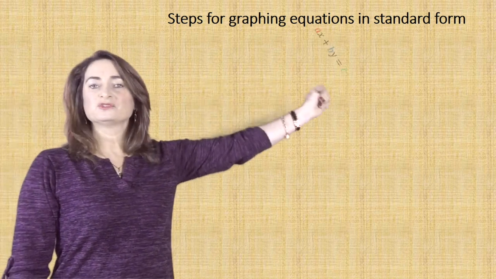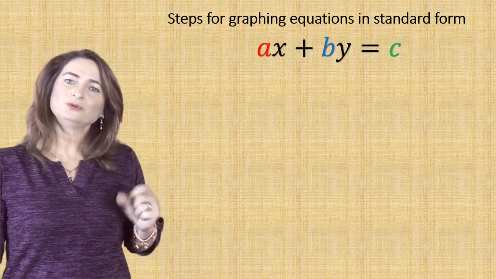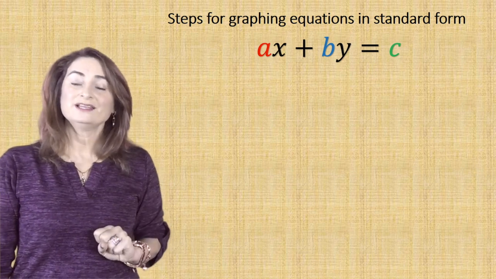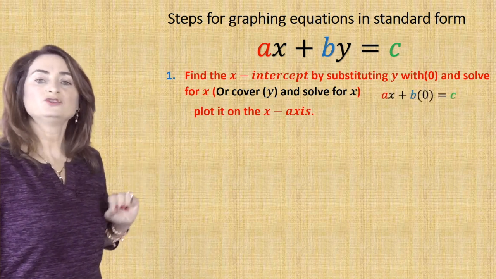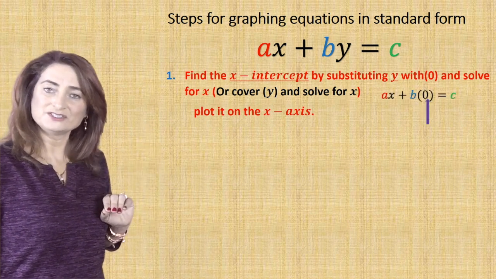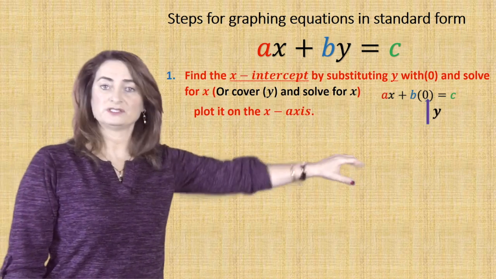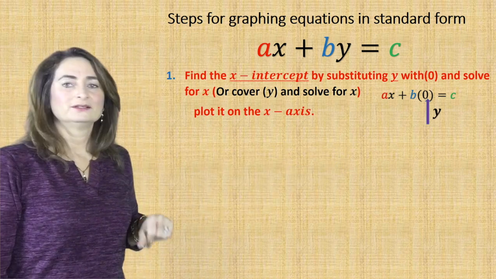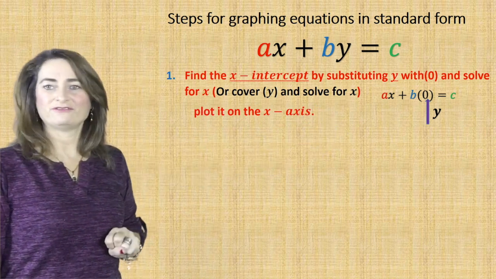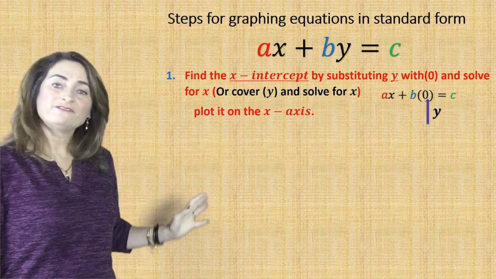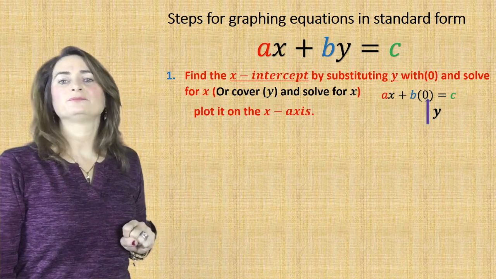ax plus by equals c, so that's the standard form. How do we graph it? Step number 1 is to find the x-intercept. And remember we said y has to be 0 for it to cross the x-intercept. So replace y with 0, then solve for x. Or just cover y and solve for x. Then find that number on the x-axis and plot it.